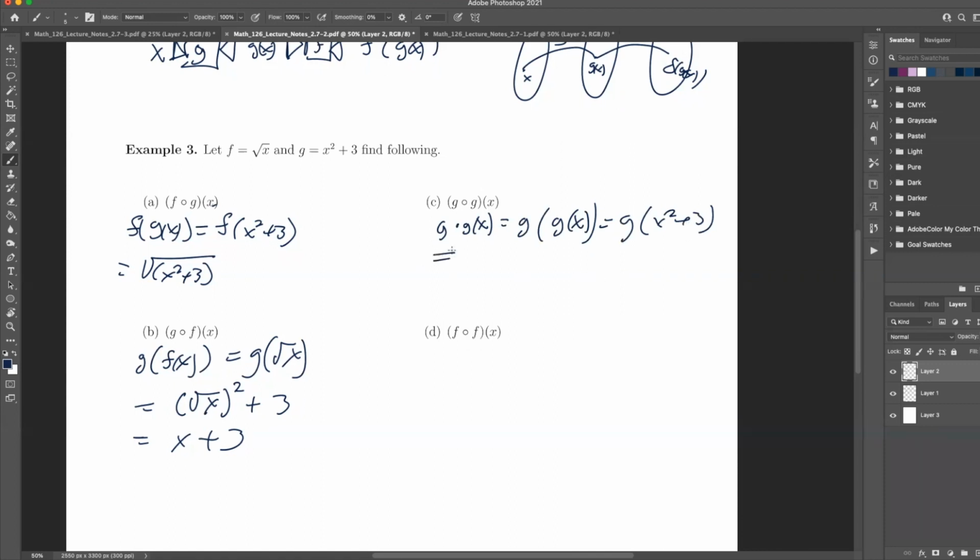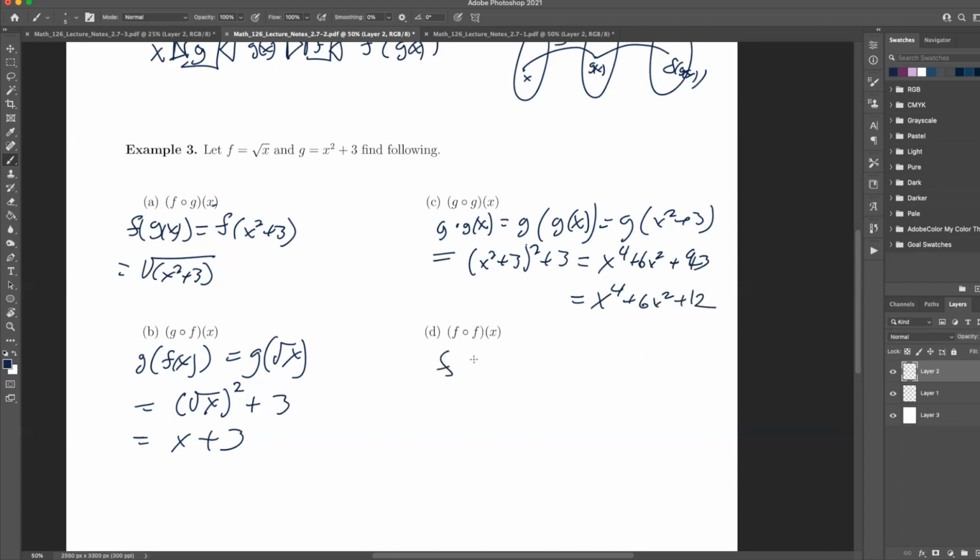So everywhere you see an x, you're just going to plug in x squared plus 3. So here I'll have x squared plus 3 squared, because that's where I see an x, and I'm going to add 3 to it. If I calculate that out, I get x to the 4th plus 6x squared plus 9 plus 3. And if I simplify that, I get x to the 4th plus 6x squared plus 12.